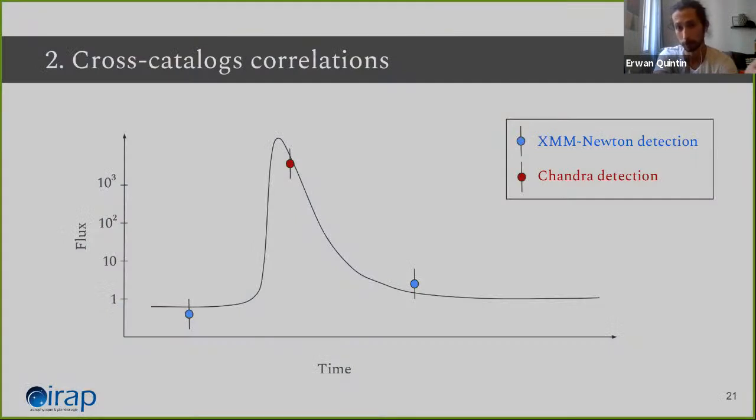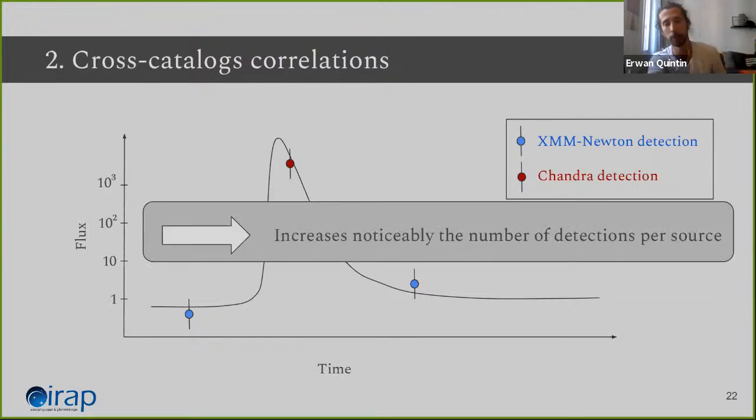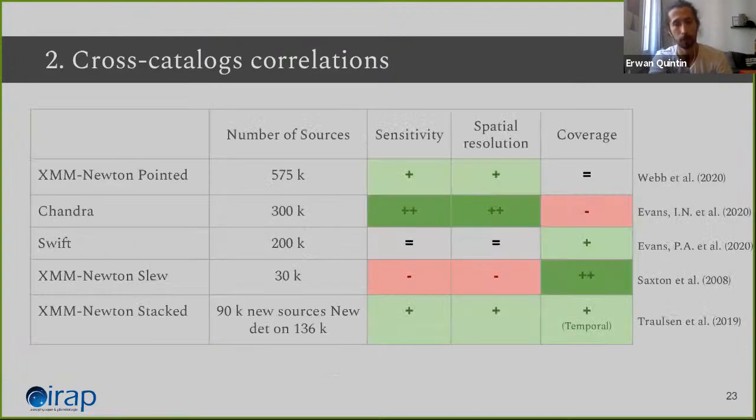What this gives us is this type of light curve with a long-term variability that is only available because we identified the fact that it was, in fact, the same source. So this method noticeably increases the number of detections per source that we get. To be more precise, we used 5 different X-ray catalogs. The first 3 are the first 3 major X-ray instruments: XMM-Newton, Chandra, and Swift, which all have their ups and downs.